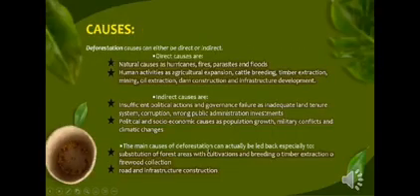Causes. Deforestation causes can either be direct or indirect. Direct causes are natural causes such as hurricanes, fires, parasites, and floods. Human activities include agricultural expansion, which is the conversion of non-agricultural lands to agricultural lands. For example, conversion of forested lands to crops, wetlands to rice fields or fish ponds, or natural grassland to pastures.